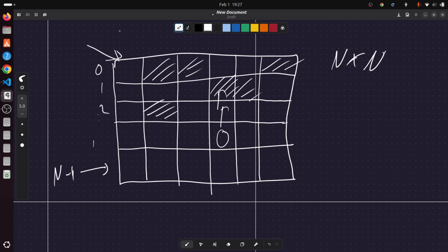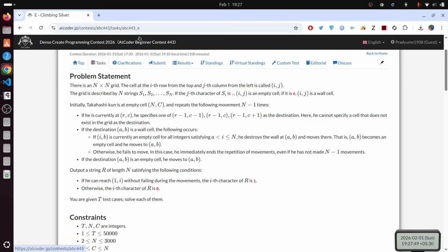Okay, so what they're asking is that in the top row, which cells can you reach actually? Basically they are saying that if you can reach a cell, then print 1, and if you cannot reach a cell, then print 0. So for each cell they are asking whether you can reach it or not. So this is the problem.